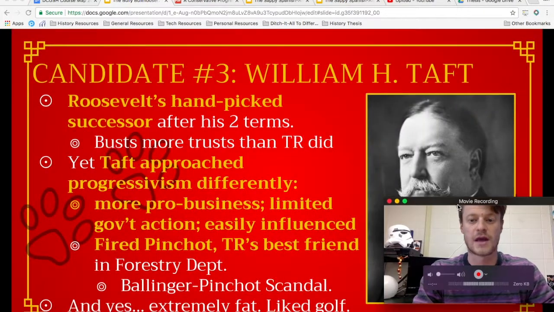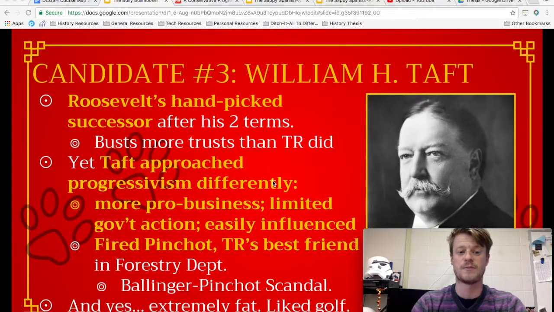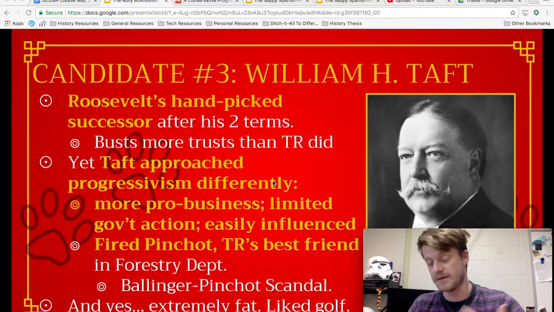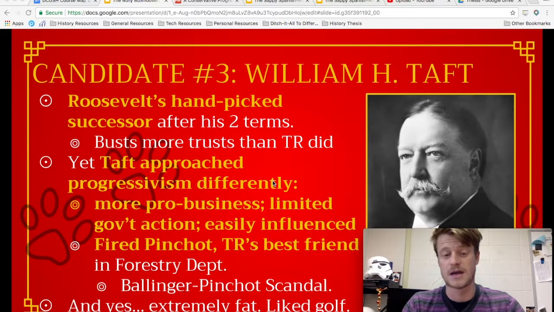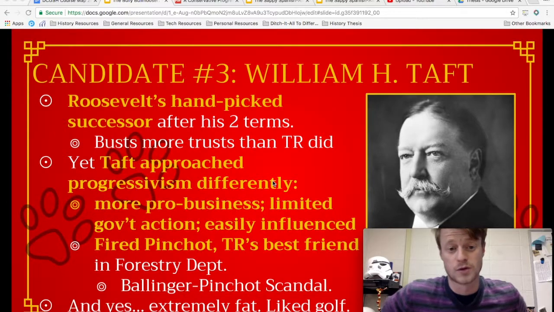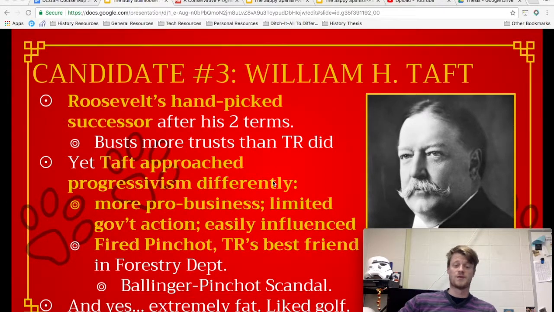Alrighty. So, candidate number 3. This guy had actually just been president in 1908. He was Roosevelt's handpicked successor after Roosevelt served his 2 terms as president. Roosevelt has kind of a myth built up about him as a trust buster, even though Taft does bust more trusts than TR did. So he did a whole lot of progressive things that Roosevelt liked. He really was the person Roosevelt wanted to follow him as president.